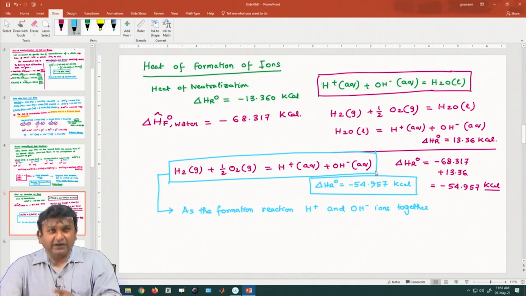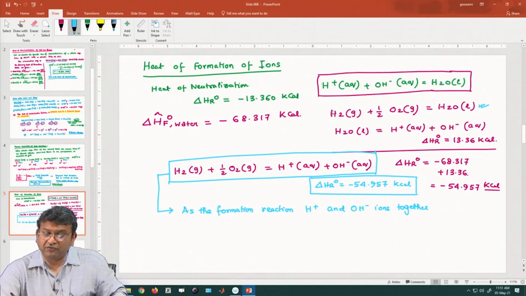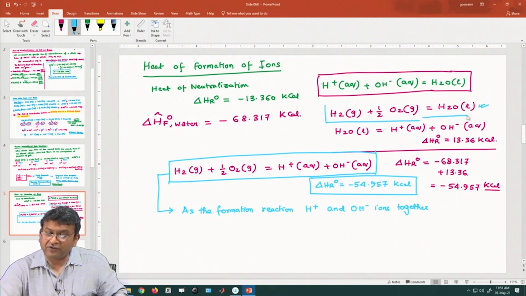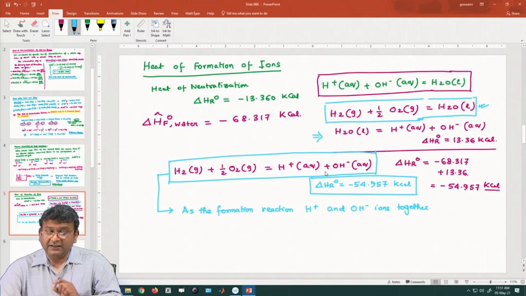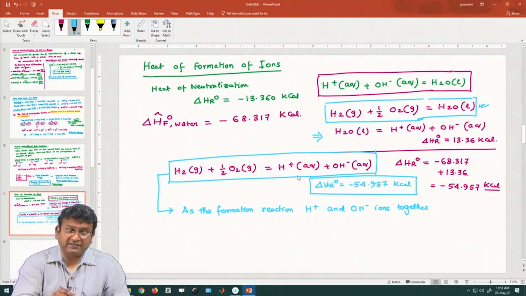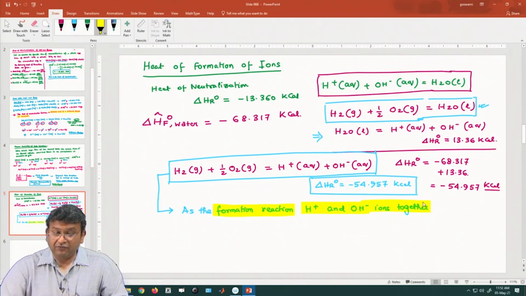I repeat, though we are running out of time, I will repeat. See here, when we talk about the formation reaction of water, we are essentially talking about generation of water from its constituent elements in their standard form, right. Then we applied Hess law essentially over here, and we have got this reaction which gives us the feeling that it is the formation reaction, as I have written here clearly, it is the formation reaction of H plus and OH minus ions together from their constituents in their standard form.